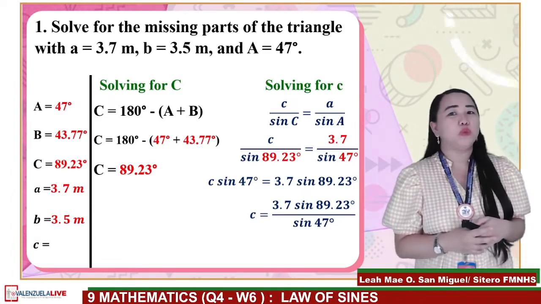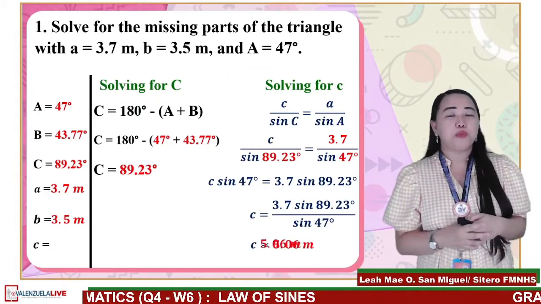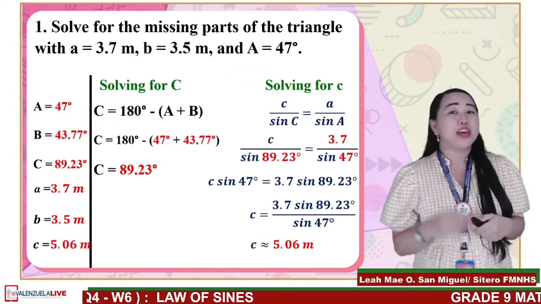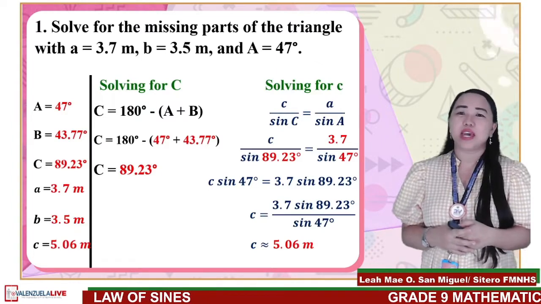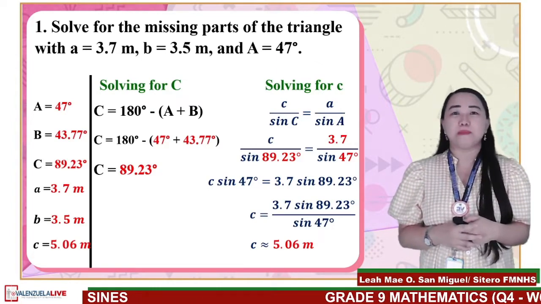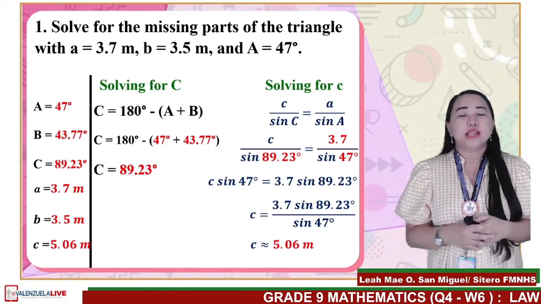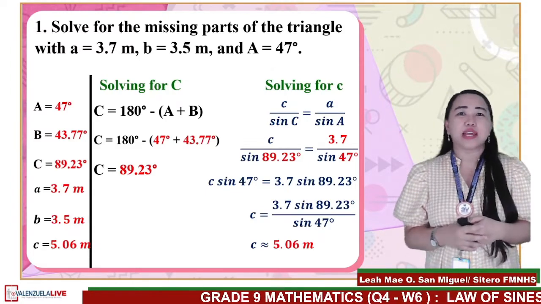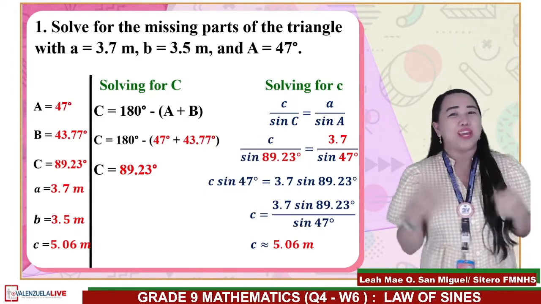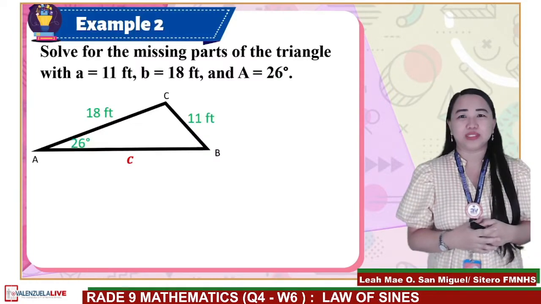In degree mode, you will get approximately 5.06 meters. Thus, the length of side C is 5.06 meters. Since the measure of all angles and length of all sides are known, then we are done.